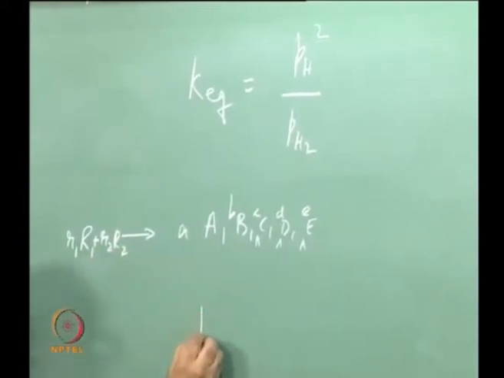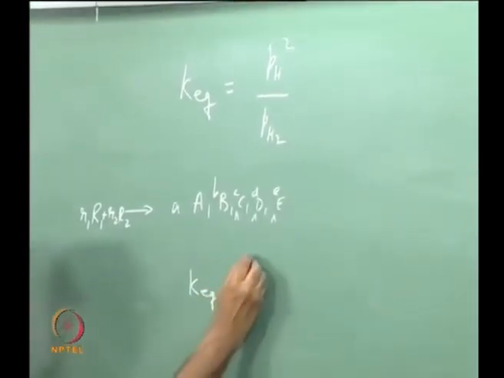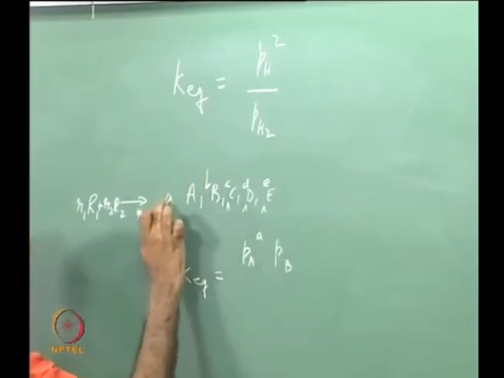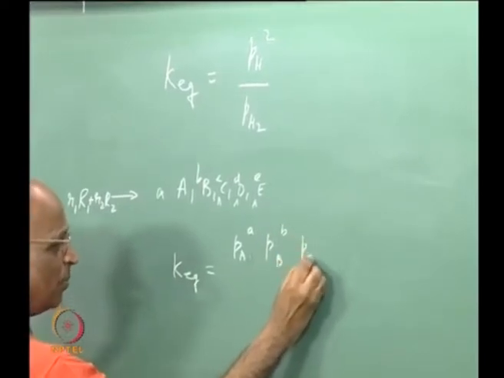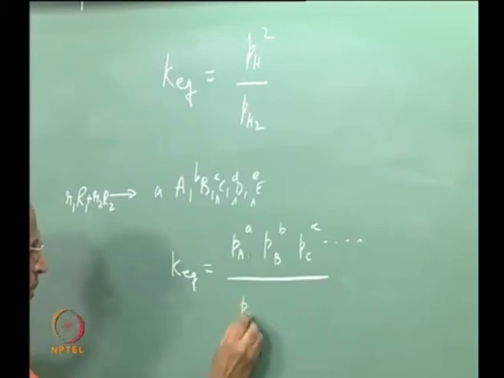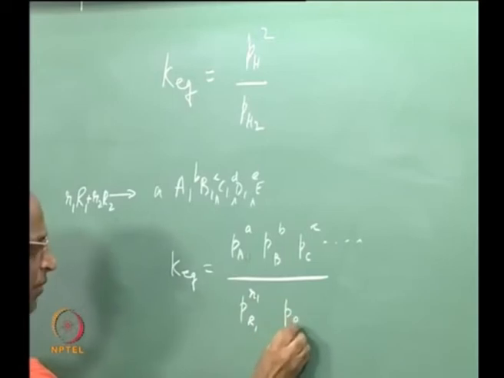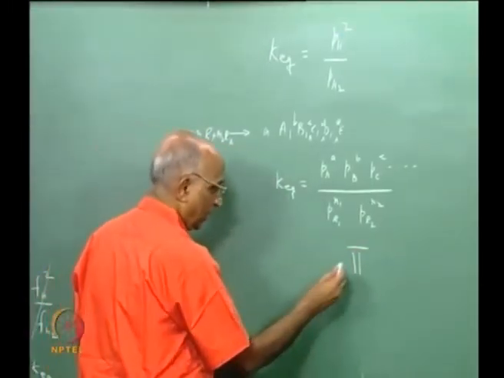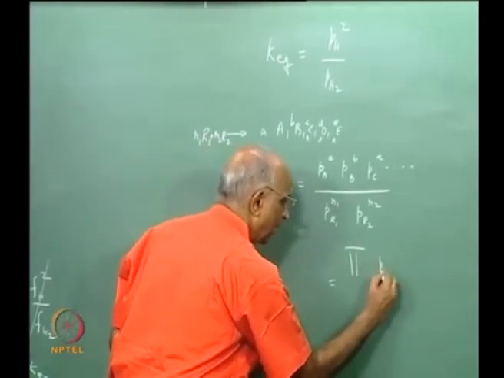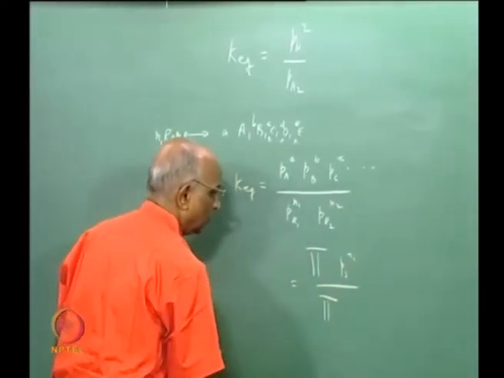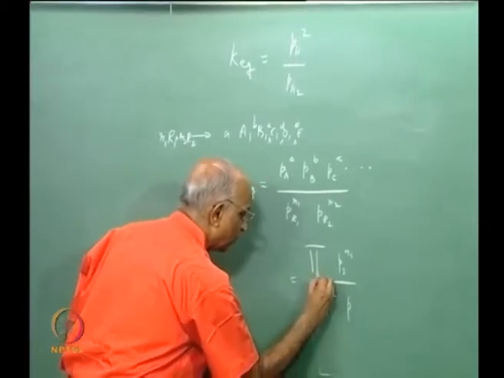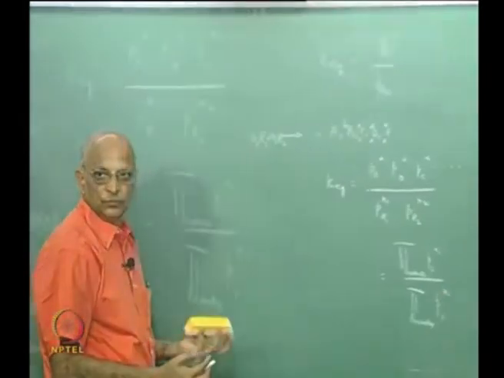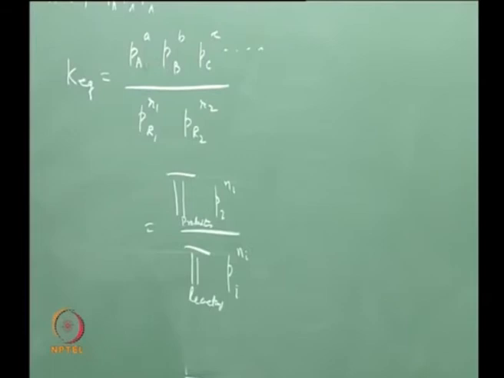The equilibrium constant of this particular reaction I can now write as equal to: partial pressure of A to the power a moles, partial pressure of B to the power b, similarly partial pressure of C to the power c and so on, divided by partial pressure of reactant R1 to the power r1, partial pressure of reactant R2 to the power r2. In other words, for simplicity I can write it as the product of the products, Pi to the power ni, divided by the product for the reactants, Pi to the power ni. A smaller way of writing the equilibrium constant of a particular reaction.